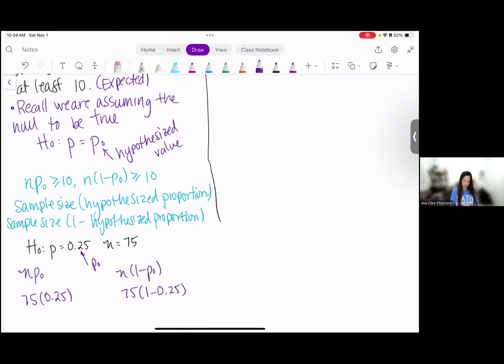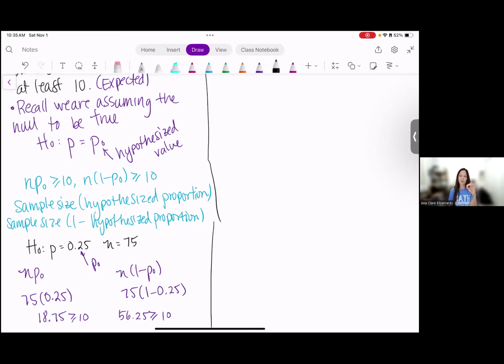What is 25% of 75? It's 18.75. And then what is 75% of 75? And that is 56.25. And both of those are at least 10. Okay. Now, I don't need to round these because we can't have 18.75 of a person, but we just are looking for the fact that they're going to be at least 10. And so these are both at least 10, we're good to go.